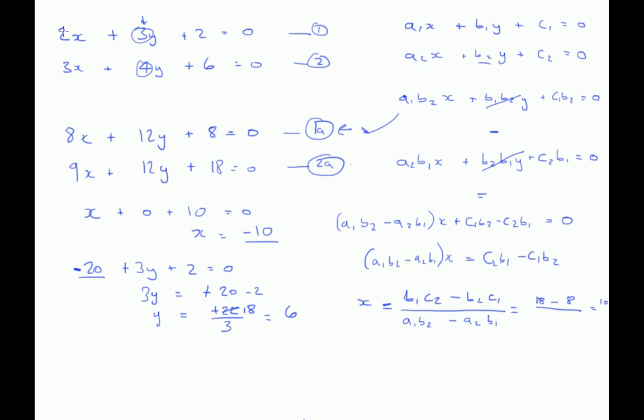A1 is 2, B2 is 4, 2 4s are 8. And then we are subtracting A2 is 3, B1 is 3, 3 3s are 9, subtracting 9, 8 minus 9 is minus 1, so we get the same result. X equals 10 over minus 1 is minus 10. So that's the same answer that we got here.